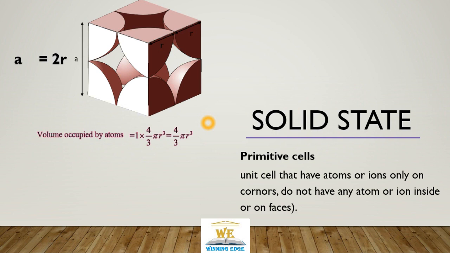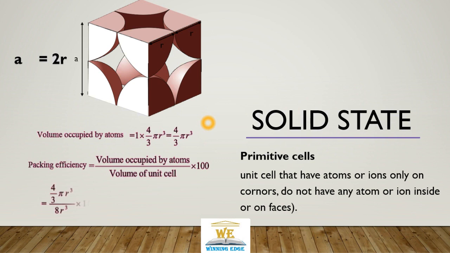What is the volume of the unit cell? It's a cube. So the ratio of volume of atom to volume of cell will be 4 by 3 pi r cube over a cube, which is 2r cube, that is 8r cube. If we calculate it, it comes out roughly 52.4%, which is the packing efficiency of the primitive unit cell.